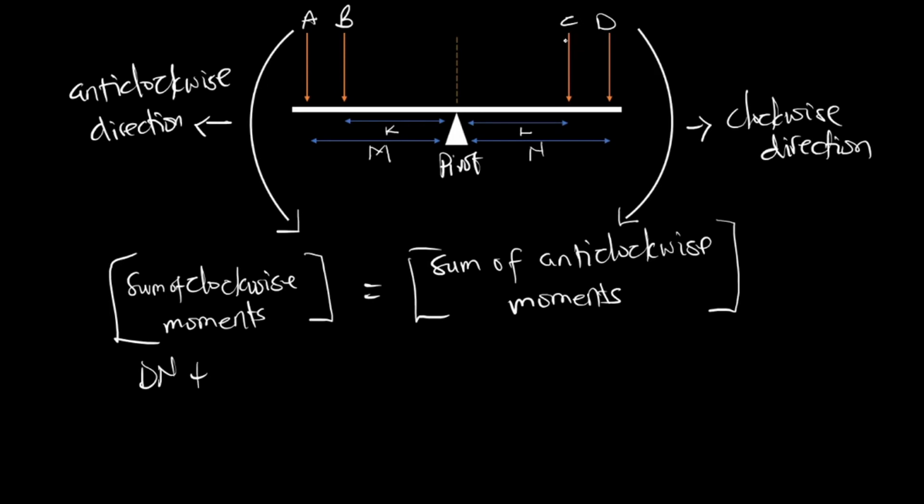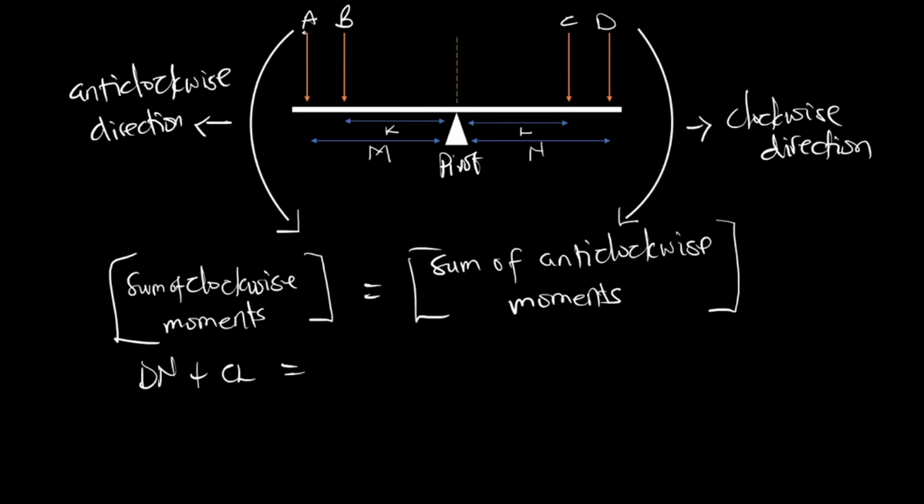Now if we consider the force C and the distance L, we can see that it is also in the clockwise direction. So we can say that the product of the force C and the distance L is also a clockwise moment. So we have CL.